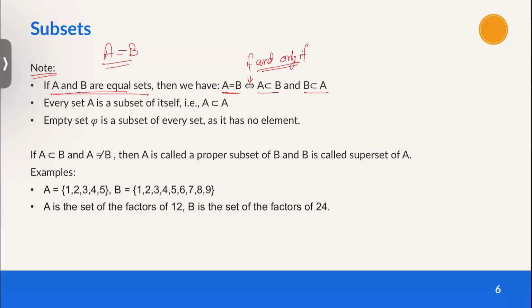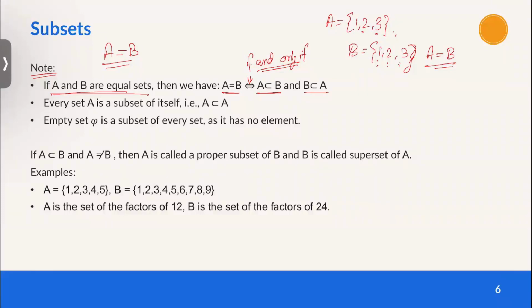So what does this mean? We can take an example, right? If A is 1, 2, and 3, and B is also 1, 2, and 3, in this case A equals B. Now, A is a subset of B because all the elements of A are there in B. Similarly, all the elements of B are also in the set A.